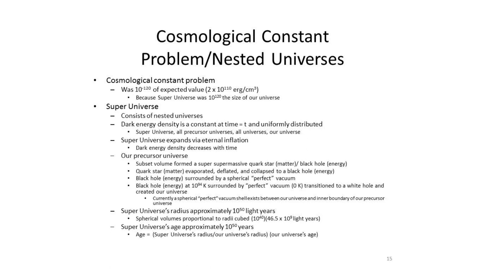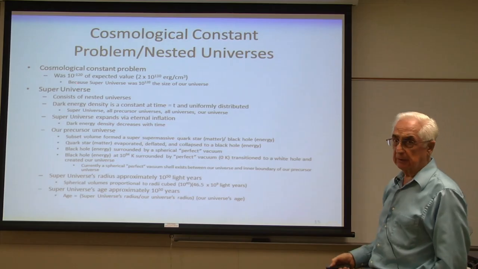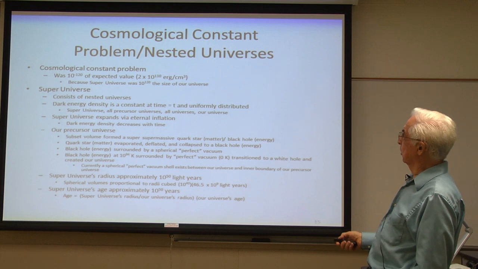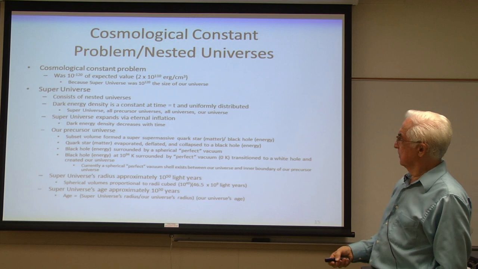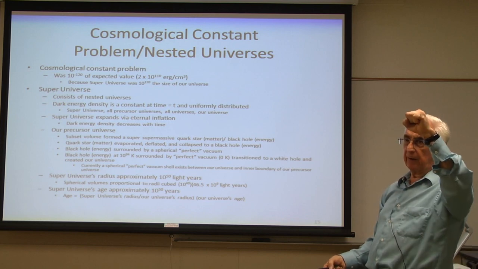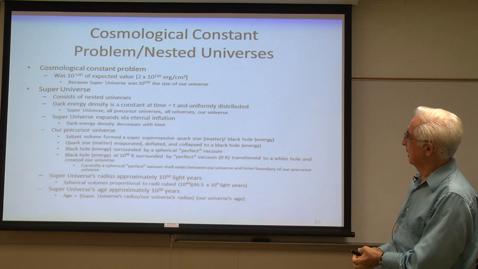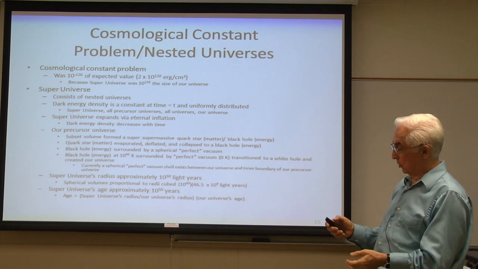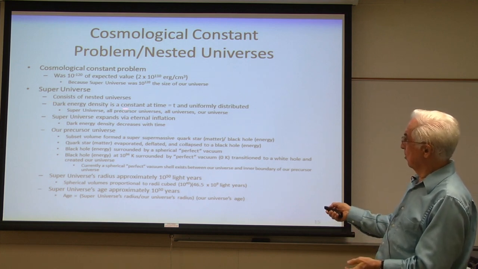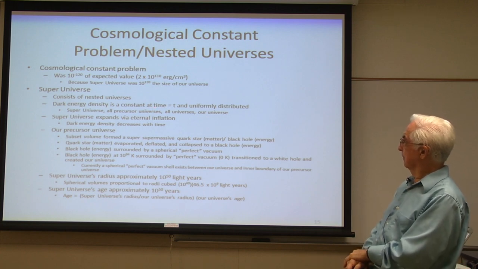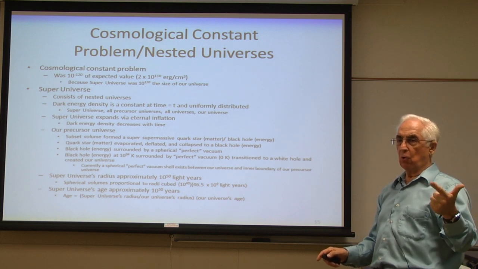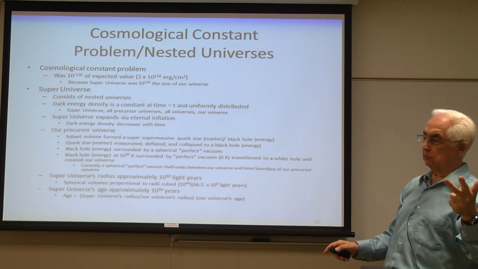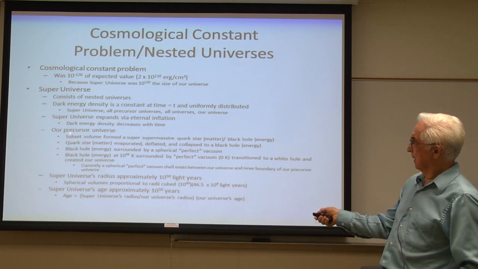The cosmological constant problem was that it was 10 to the minus 120th of the expected value, and the reason was that the super universe was 10 to the 120th the size of our universe. The super universe consists of nested universes. Our universe is nested within a much larger precursor universe, which is nested within a much larger superuniverse. The dark energy density is a constant of time t, and it's uniformly distributed throughout the superuniverse, all precursor universes, and all universes, including our universe.